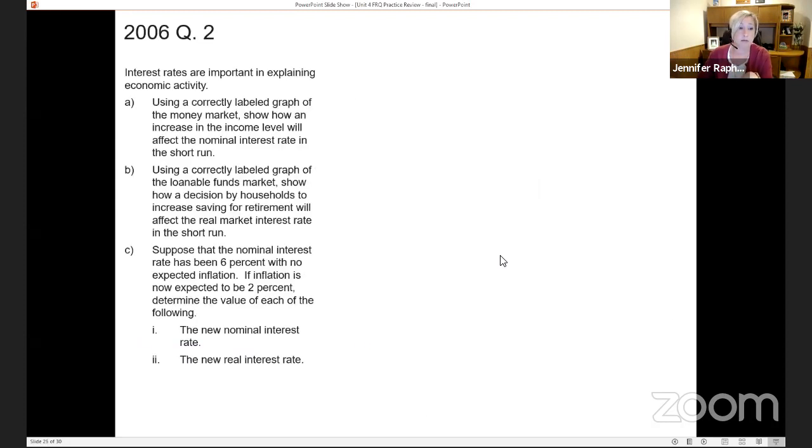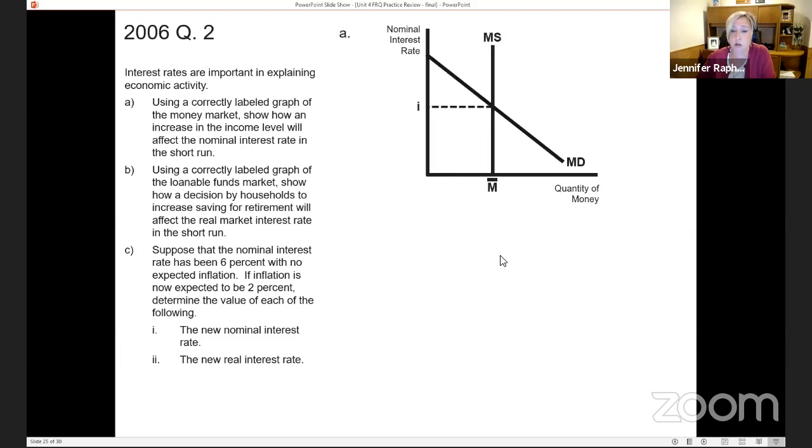And we are going to finish up with this question about interest rates. So interest rates are important in explaining economic activity, and we're starting with a correctly labeled graph of the money market to show how an increase in the income level will affect the nominal interest rate in the short run. So we know that a correctly labeled graph of the money market has the price of short-term borrowing on the vertical axis and the quantity on the horizontal axis. We have a downward sloping money demand curve, upward sloping money supply curve, and an equilibrium nominal interest rate.